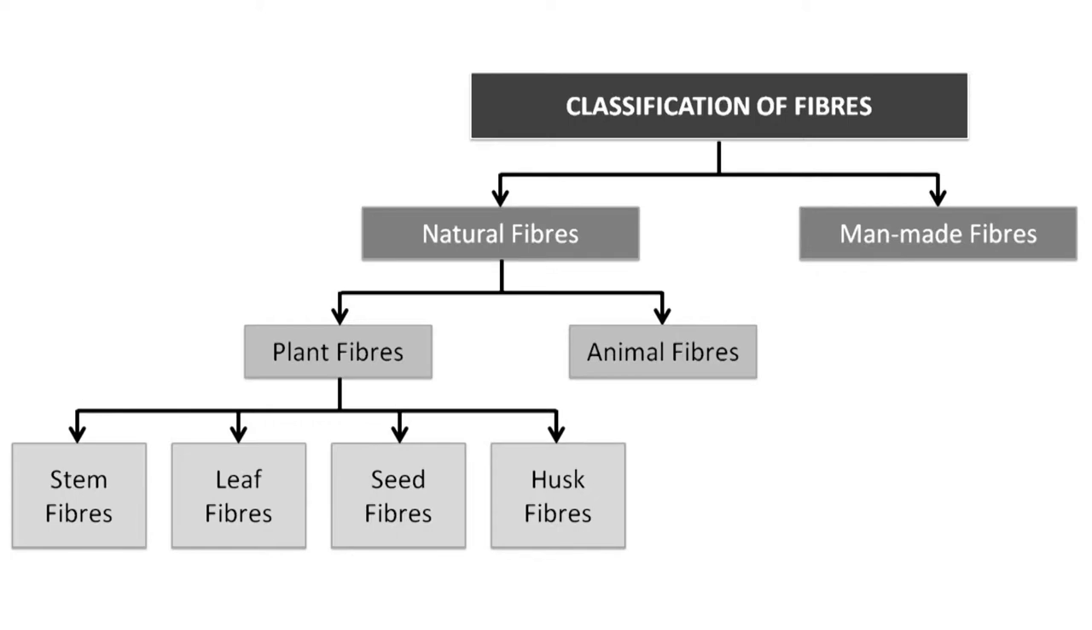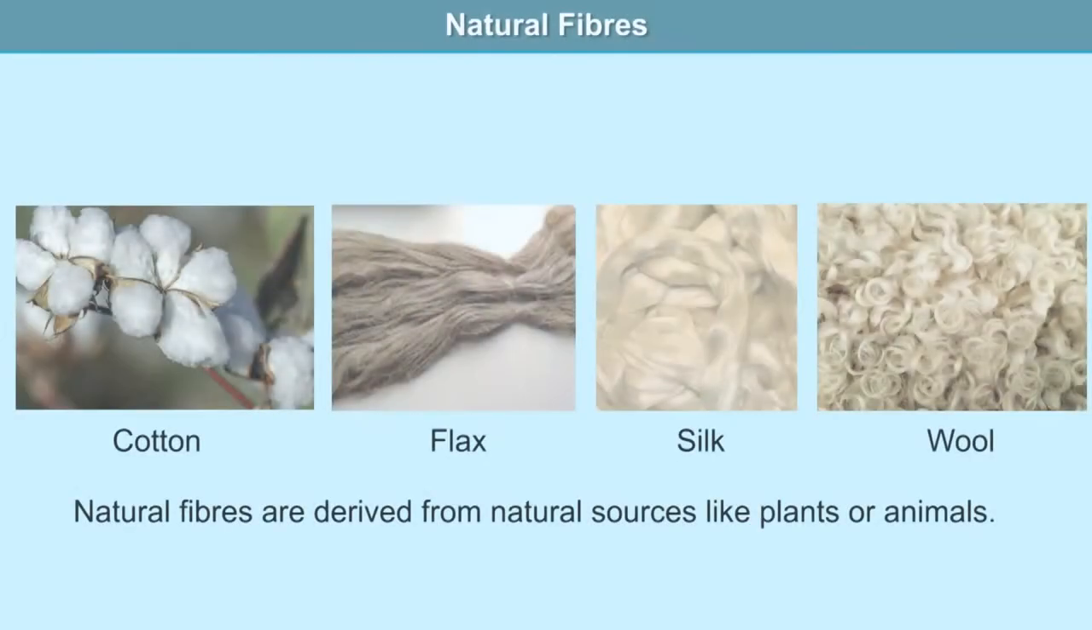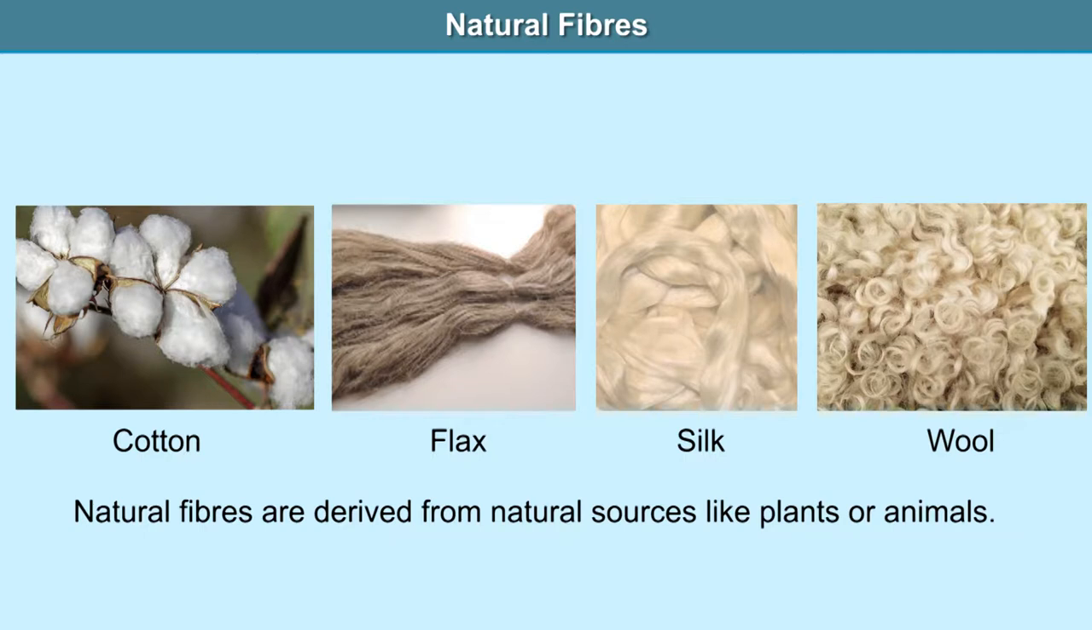Textile fibers may be broadly classified into natural fibers and man-made fibers. Under natural fibers, we have plant fibers and animal fibers, and under plant fibers, we have stem fibers, leaf fibers, seed fibers, and husk fibers. Natural fibers are derived from sources like plants or animals. Cotton, flax, silk, and wool are the most commonly used natural fibers.